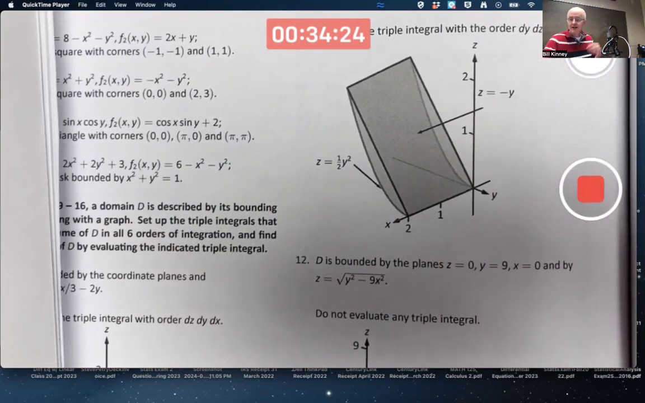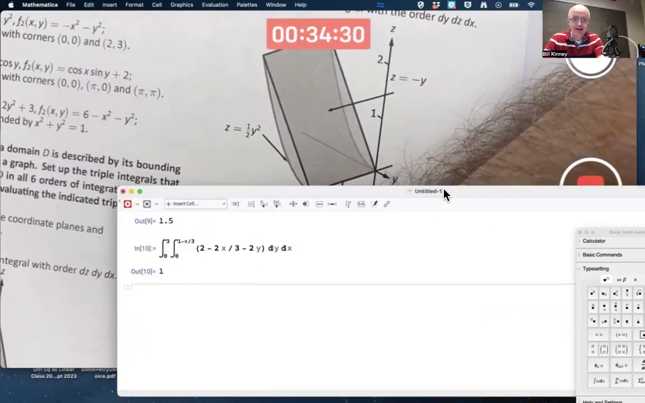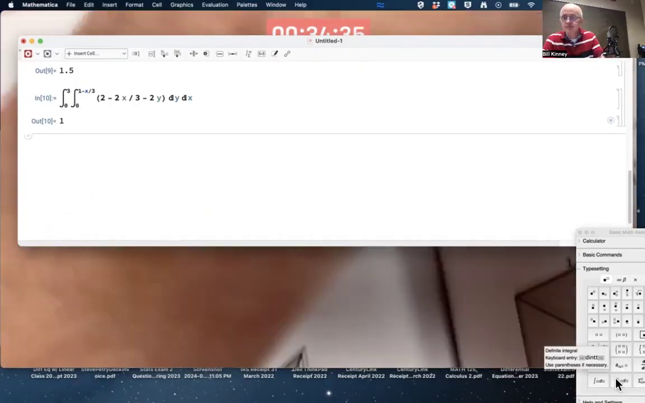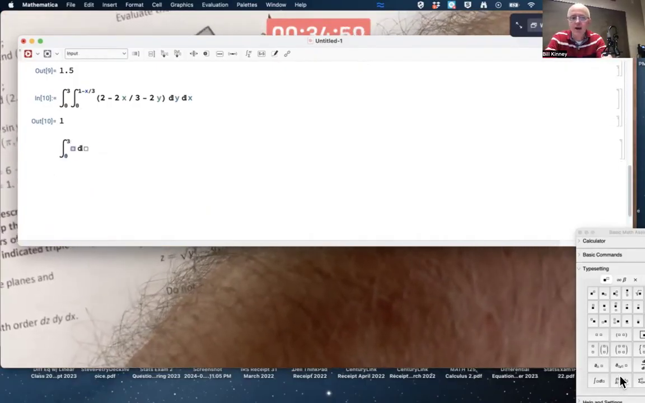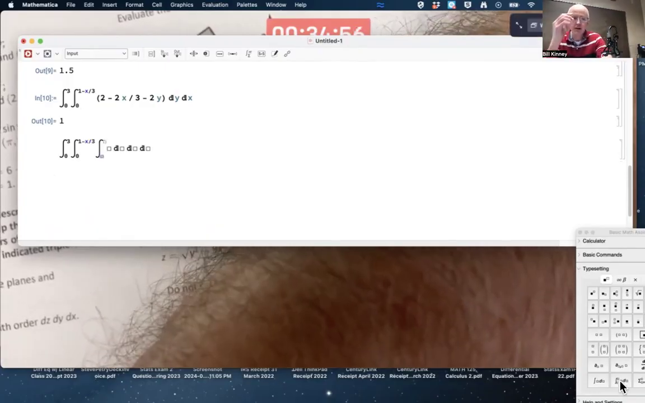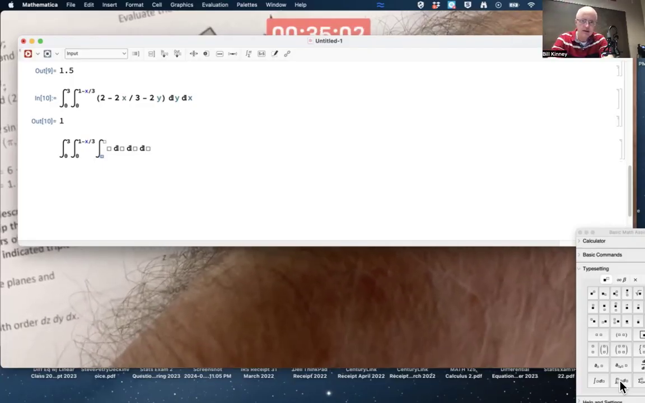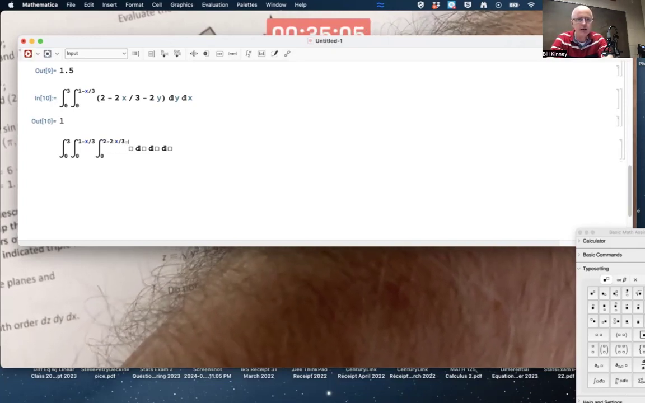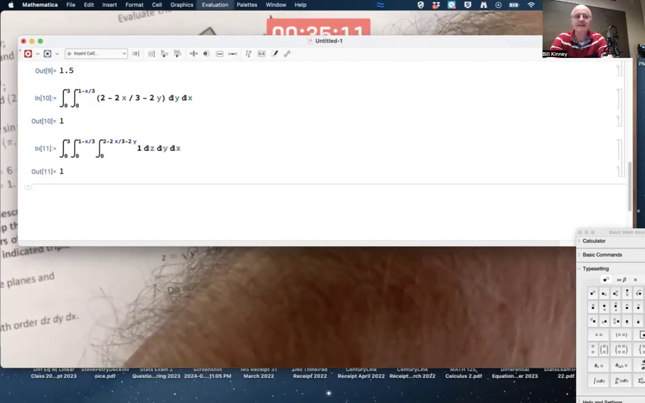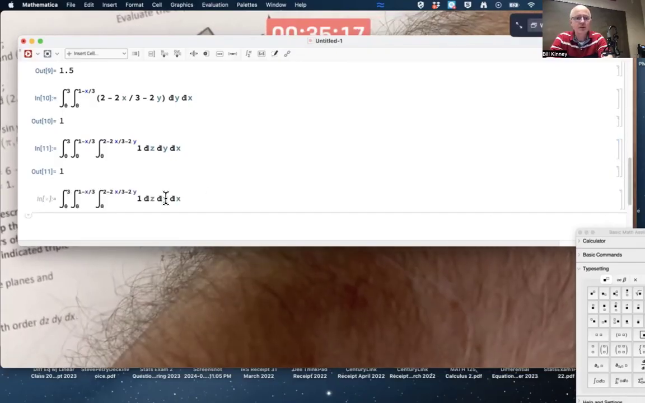Actually, let's also have Mathematica do this as triple integrals. I did it as a double integral here, but let's check what we did as a triple integral as well. X goes from 0 to 3, y goes from 0 to 1 minus x over 3. That's the same, but I'm going to do a triple integral for the inner integral with respect to z. Z goes from 0 up to that graph, 0 up to 2 minus 2x over 3 minus 2y of the function 1. dz, dy, dx. That gives us 1.